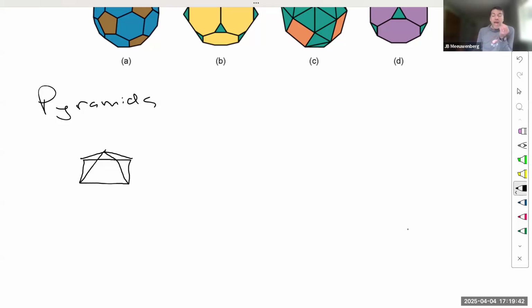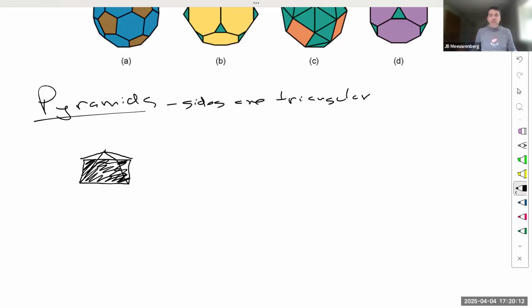Now, you can have a pyramid with really any polygon as its base. Again, the pyramids in Egypt, that base down there at the very bottom of it is a square. But you can have triangles, you can have pentagons, but again, the key for a pyramid is the sides are triangular. And the way we name a pyramid is by the shape of its base. This is a square pyramid.